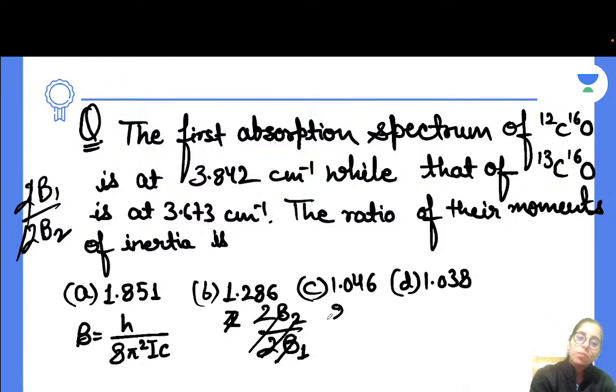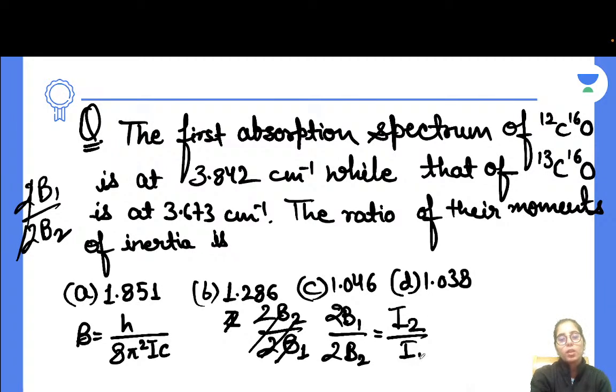So it means they want me to take the ratio 2b1 upon 2b2. That is equal to, you know, h is a constant, 8 pi square is a constant, c is a constant. So I just have b inversely proportional to I, so I2 upon I1. Done.